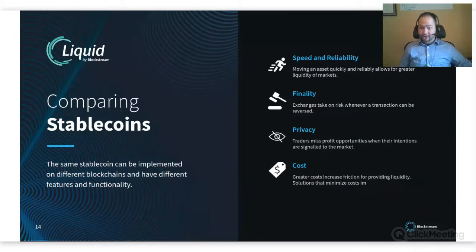You can also have variability of cost. With a public network that's used by a lot of different applications, you're competing with all those applications for movement of funds. We saw price spikes of transaction costs with Bitcoin during the last bull market. We saw the same thing on Ethereum as well, and so forth.